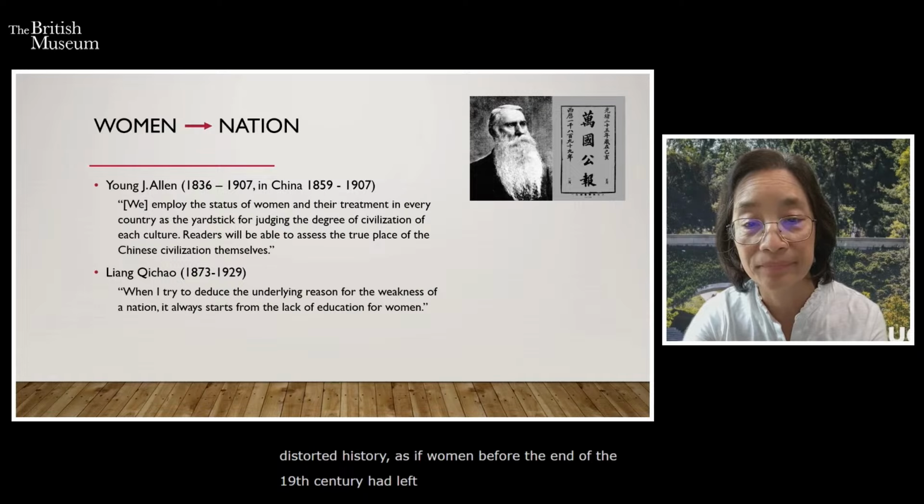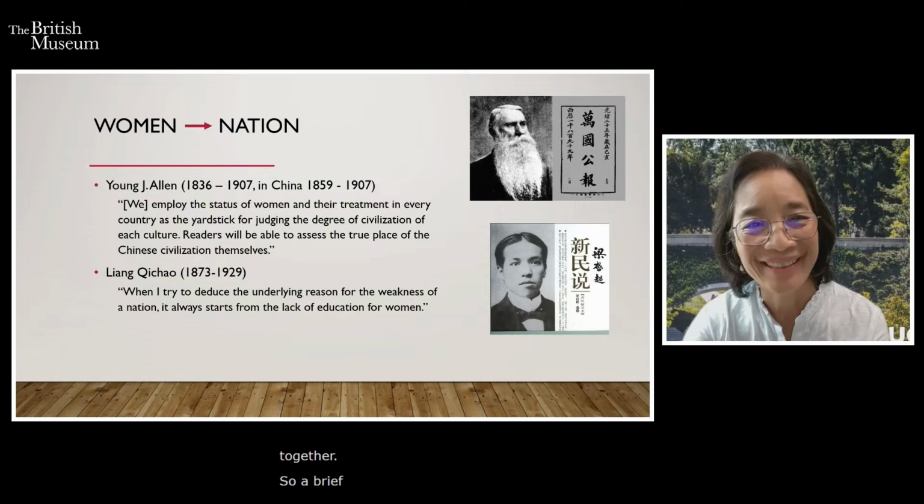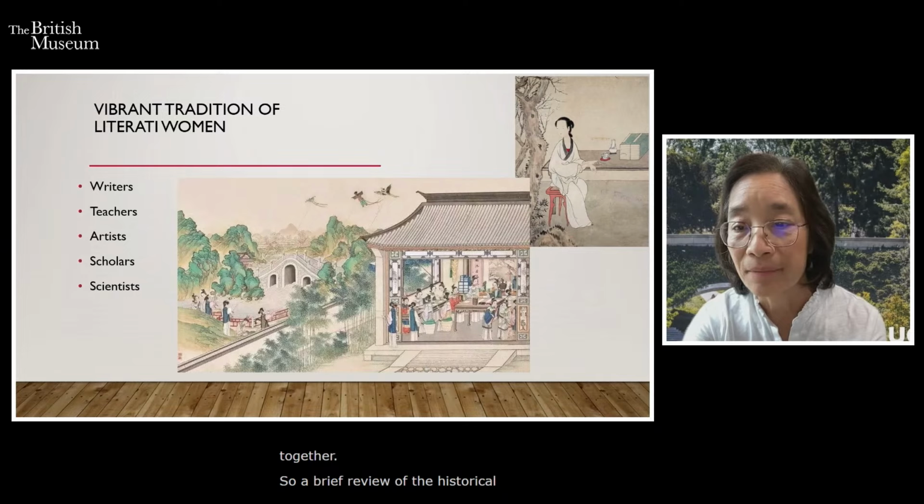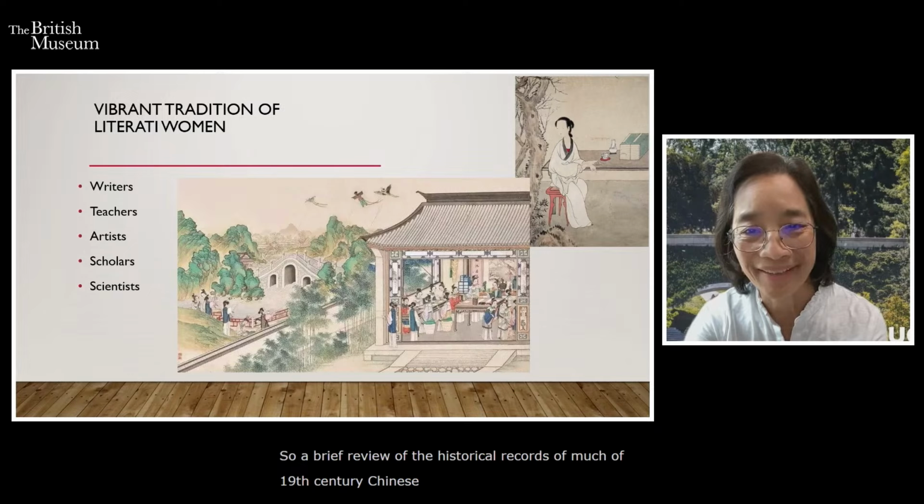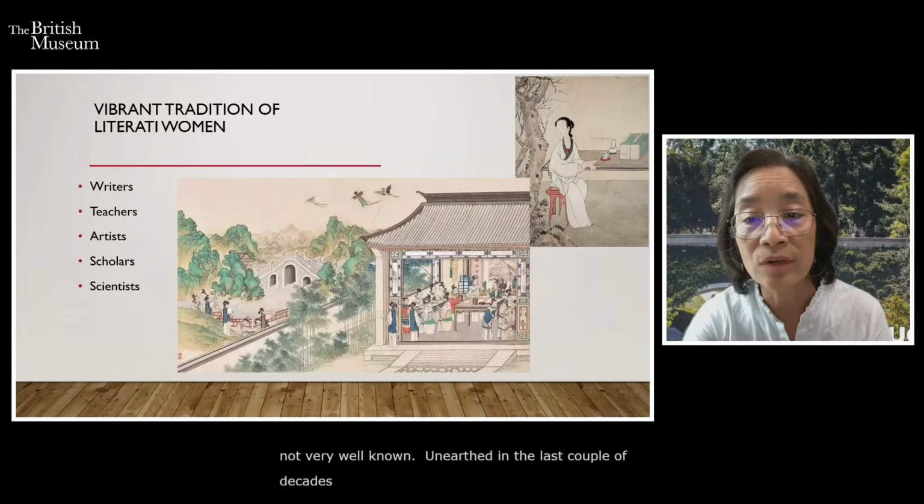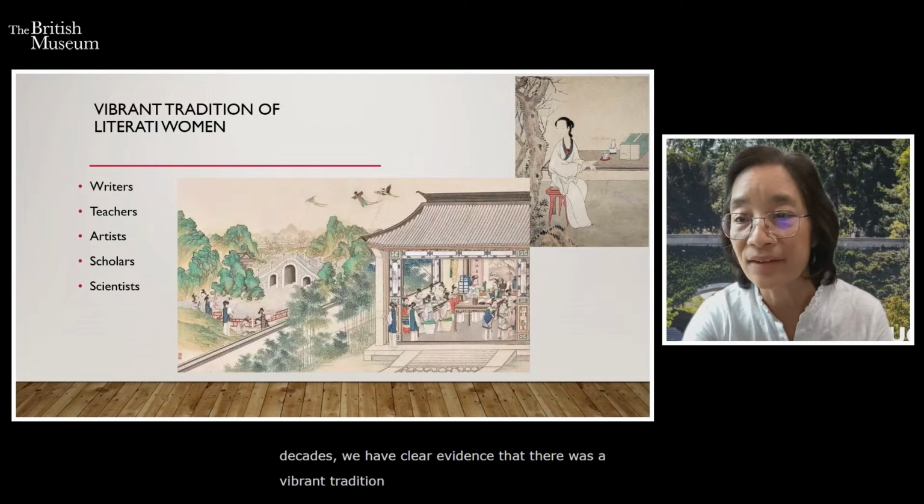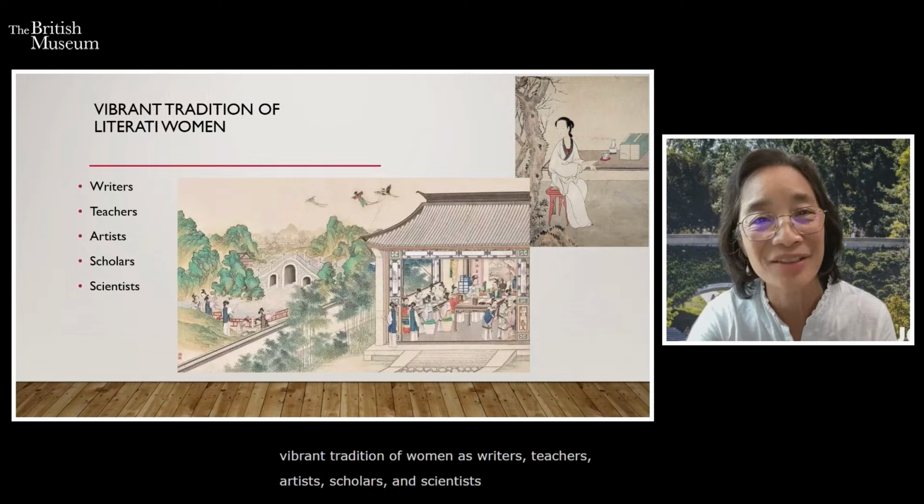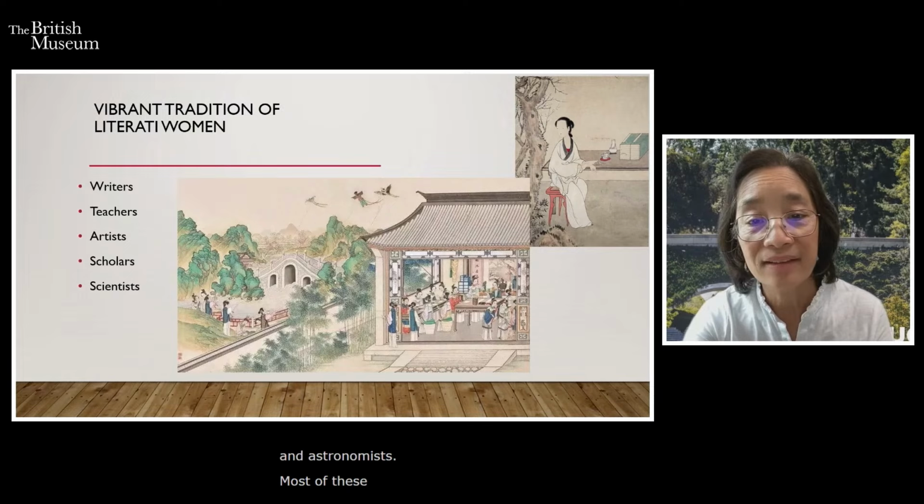So, a brief review of the historical records of much of 19th century Chinese women. For indeed, there are records, though for a long time, these records were not very well known. Unearthed in the last couple of decades, we have clear evidence that there was a vibrant tradition of women as writers, teachers, artists, scholars, and scientists. Yes, mathematicians and astronomers. Most of these women were born into the literati class and privately educated by family members and hired tutors.